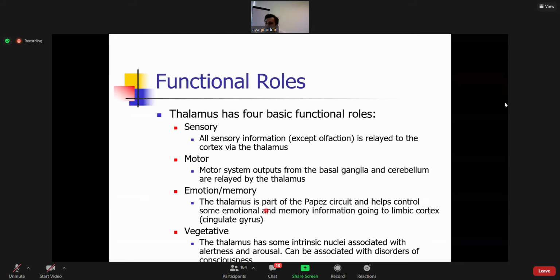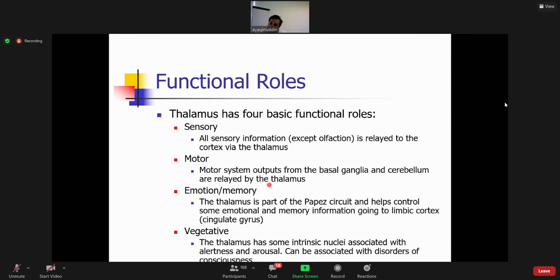So thalamus has four basic functional roles. You know that all sensory information except olfaction, so besides the sense of smell, all sensory information, your general somatic sensations, your general visceral sensation, special visceral, special somatic information, all these senses or sensory information must first relay to the thalamus before they go to the cortex. So all sensory information goes to the thalamus, and then it is relayed to the sensory cortex.